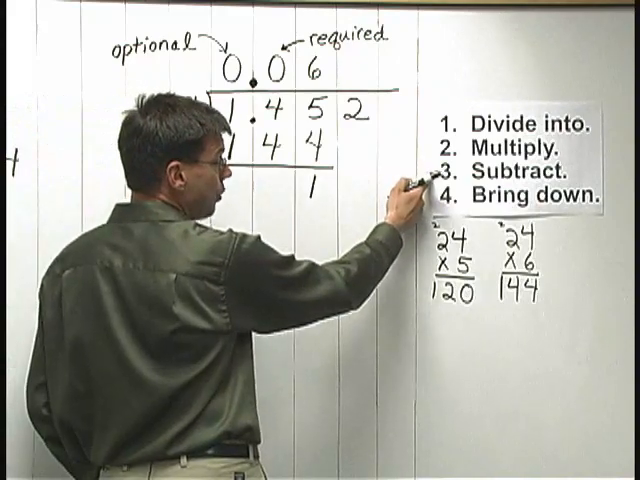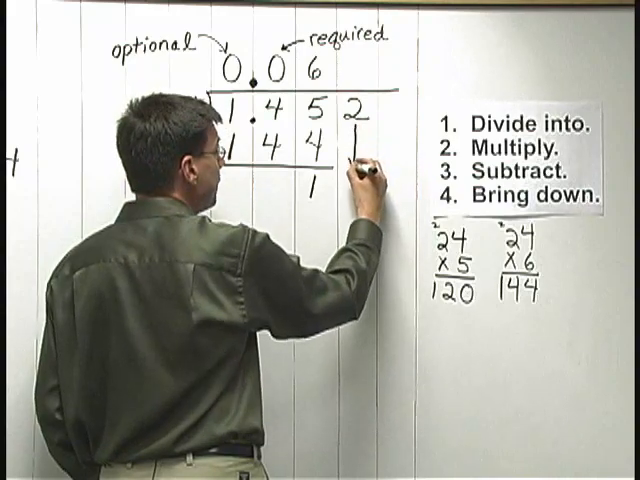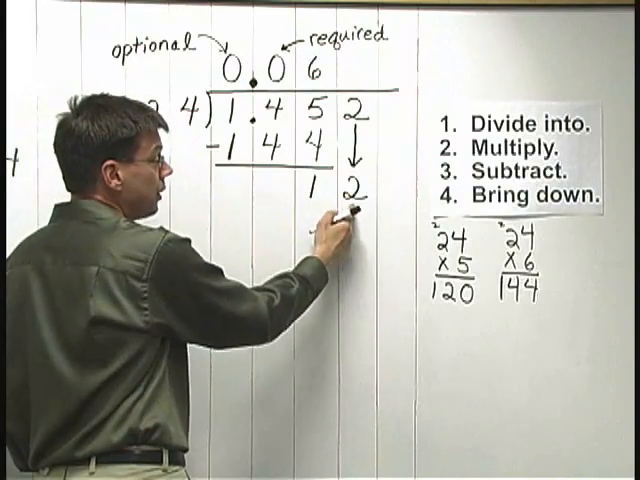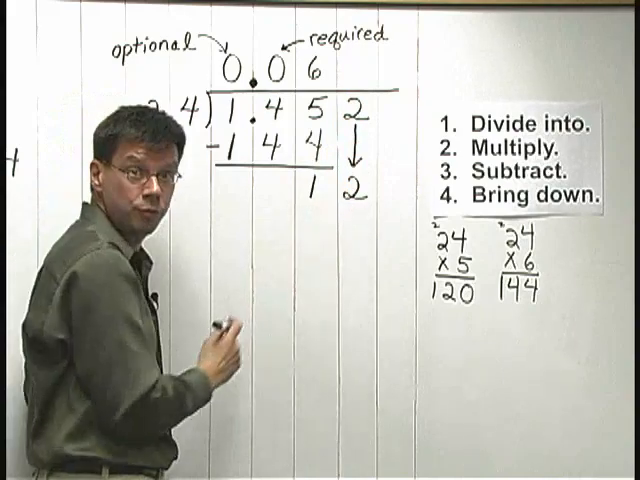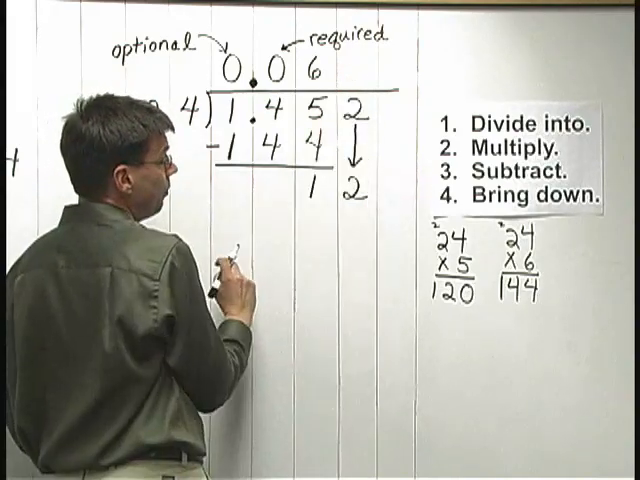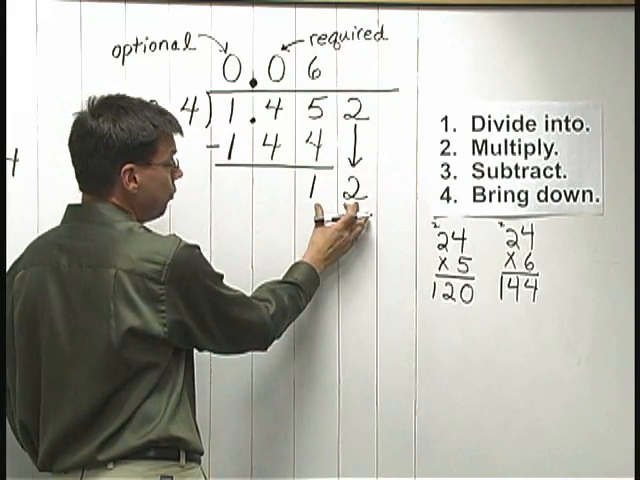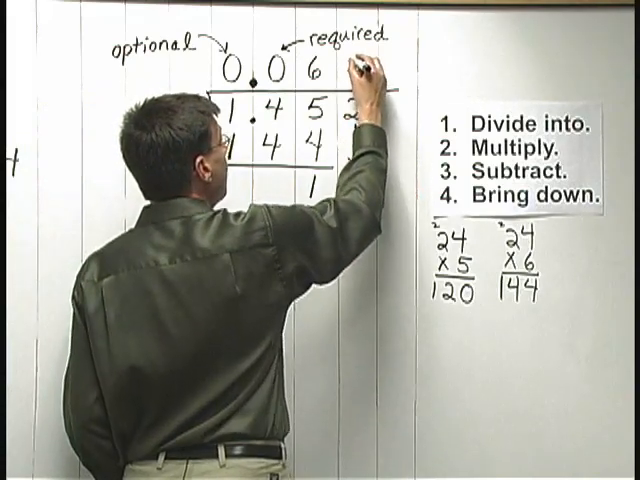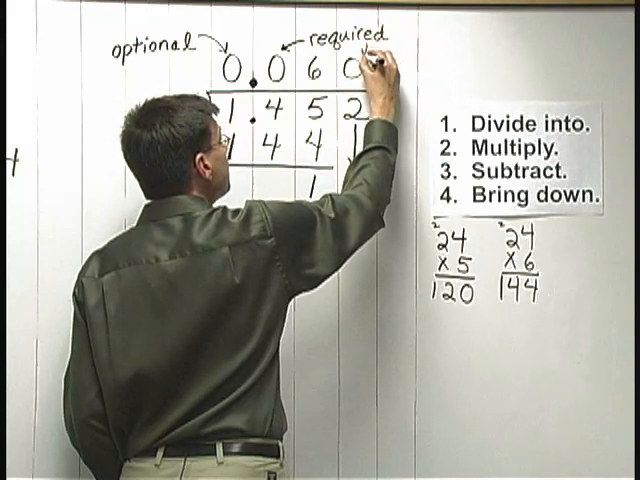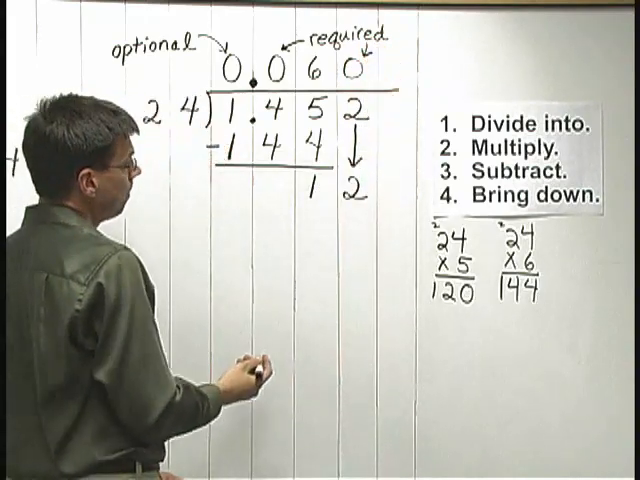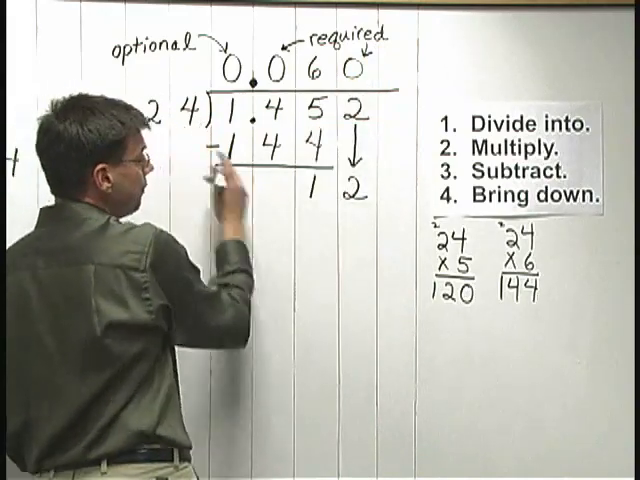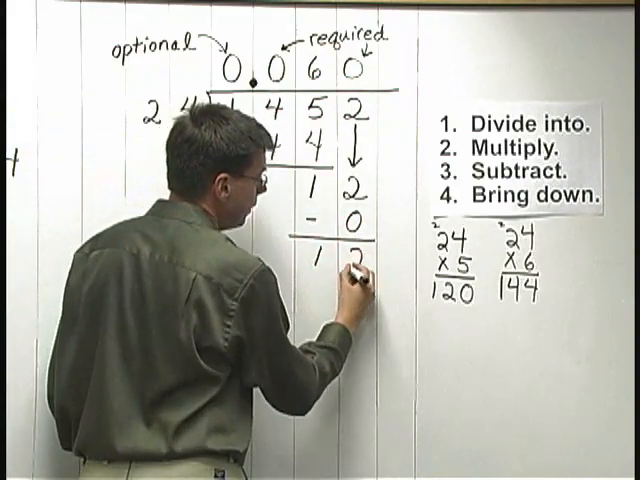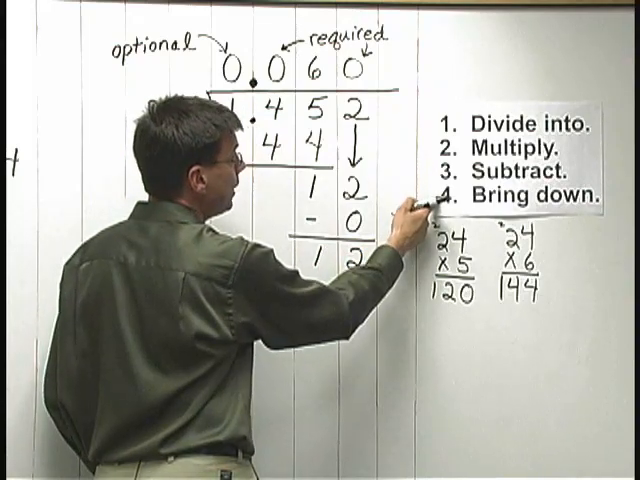Next, after the subtract step, I bring down the next digit. So I bring down this 2, and I ask myself, how many times does 24 go into 12? Now, every time you bring down a digit, you need to write a number up above. I brought down that 2 to get 12. 24 goes into 12 0 times, so I need to write a 0 up above. This 0 is also required in our answer. Now, 0 times 24 is 0 when I multiply. 12 minus 0 is 12. I subtract. Then I'm back to a bring down step.